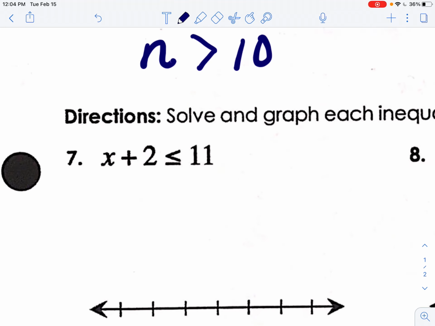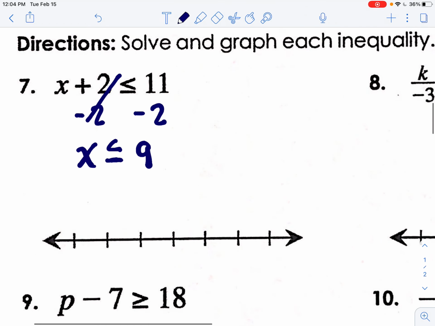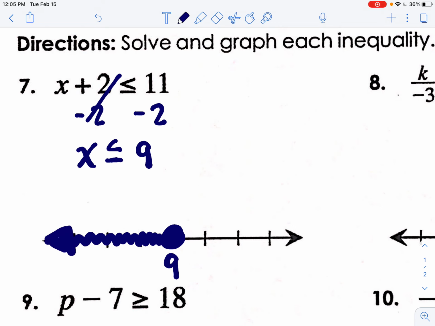x plus 2 is less than or equal to 11. You want to subtract 2 from both sides. x is less than or equal to 9. That is a closed circle on 9. The variable's in the front, so it is okay to shade the way the arrow points because numbers less than or equal to 9 are to the left of 9.